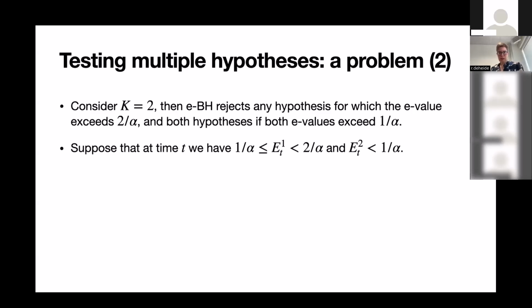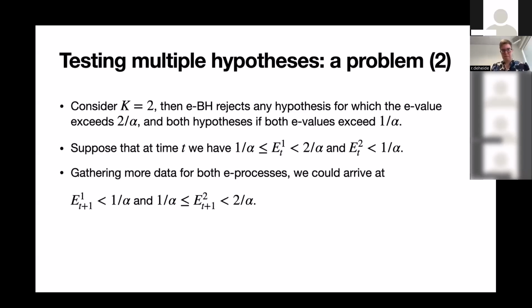Okay, so let's see, do we reject anything? We don't reject E1 because it's not larger than 2 over alpha. We don't reject E2 because it's also not larger than 2 over alpha. And we don't reject both because they are not both larger than 1 over alpha. So we don't reject anything. Okay, now we gather some more data.